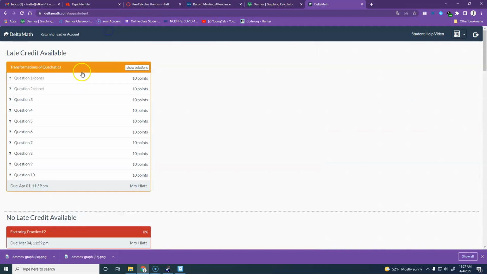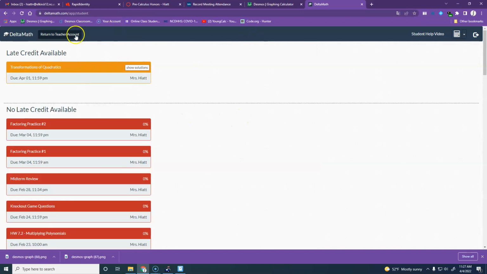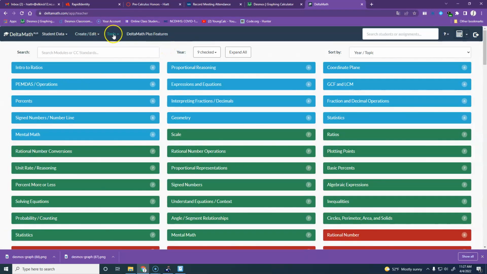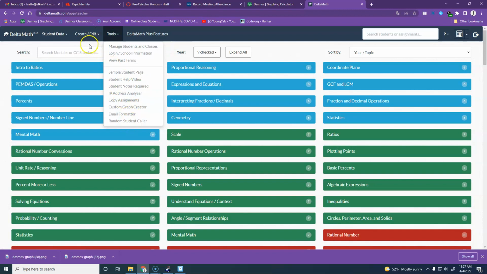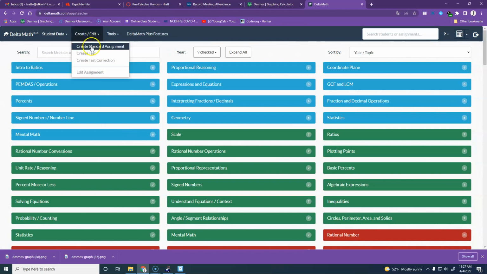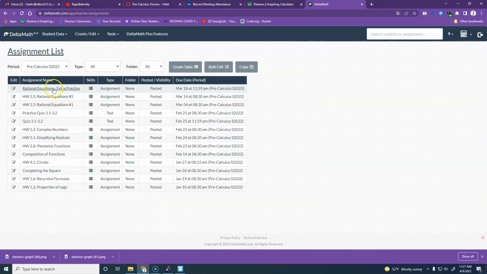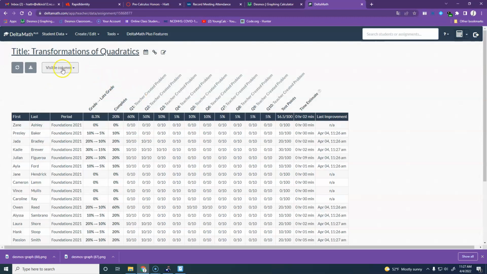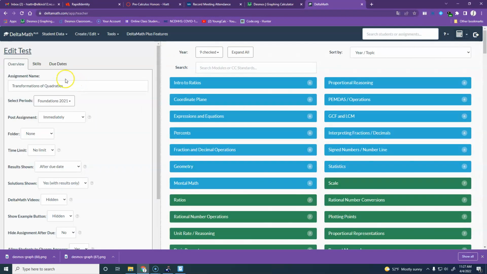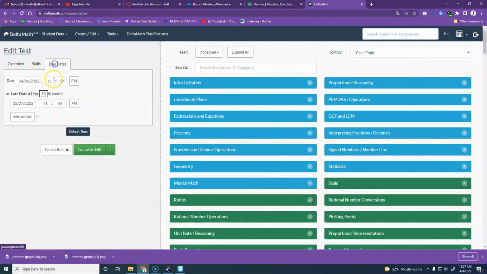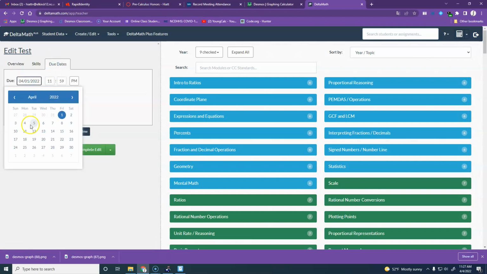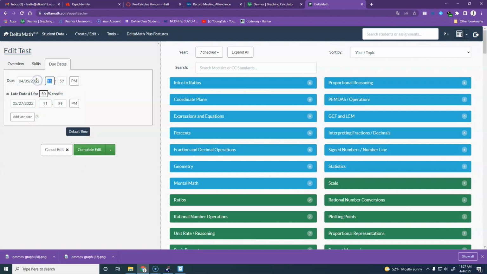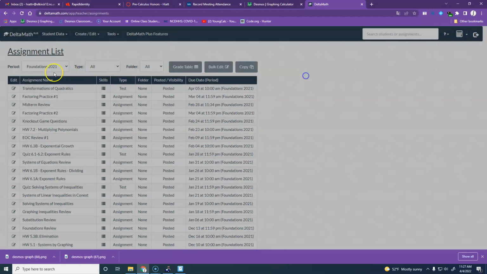Oh, let me go back and I am going to change the due date on this, because it says it won't let you change your answers. It's due tomorrow at the beginning of class, but right now it says it's due. Okay. All right.